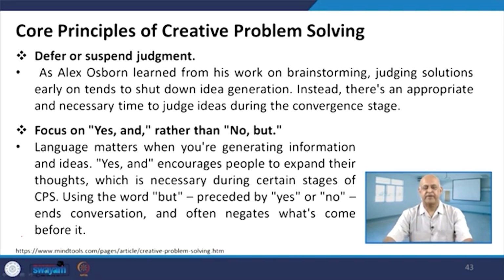While using the word but, many people say your idea is very good, but we cannot implement it. As soon as you put the but, preceded by a yes or no, it ends the conversation and often neglects what came before it. So never have this approach of that is a no, but; rather always prefer to go by the yes and this is possible and we can do it.